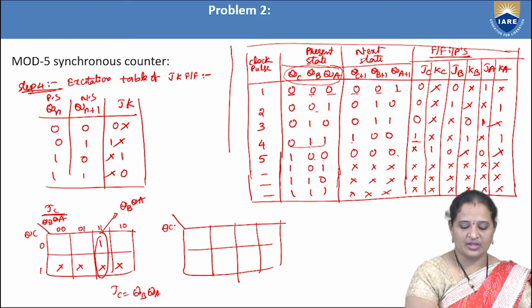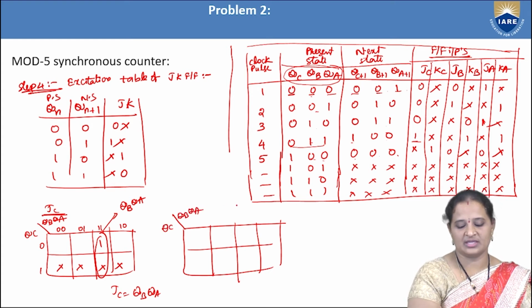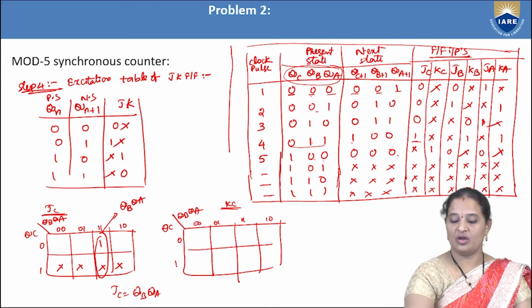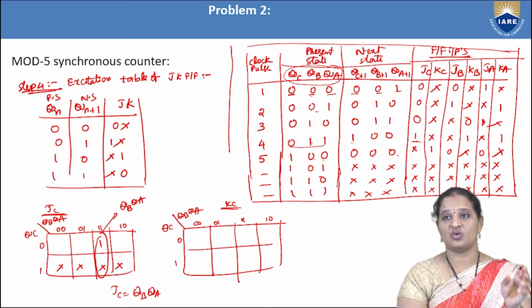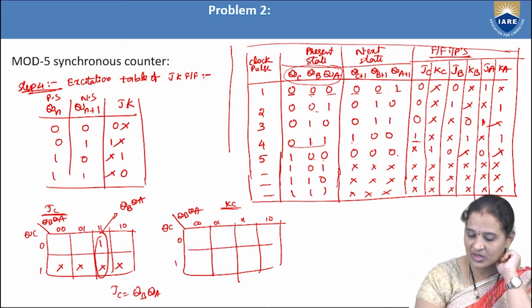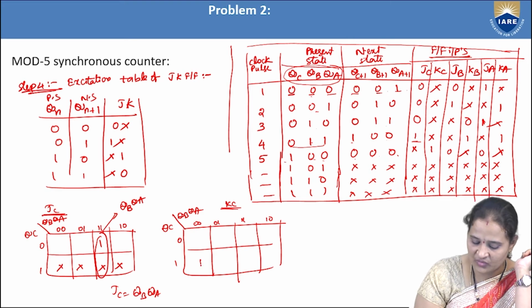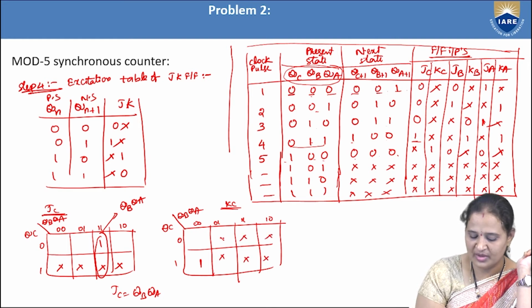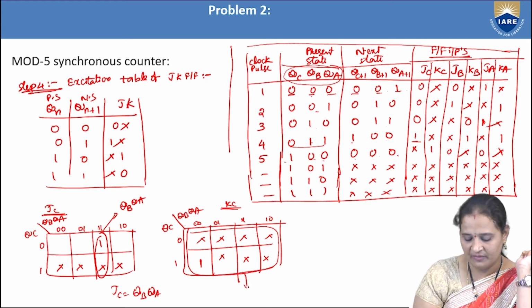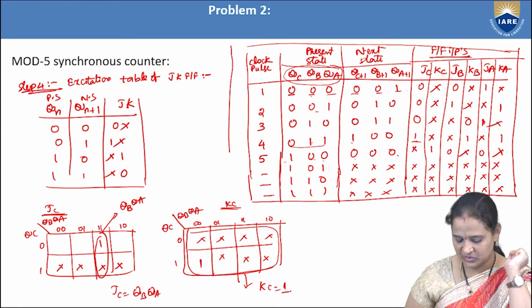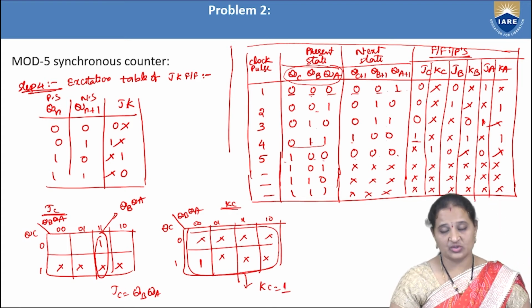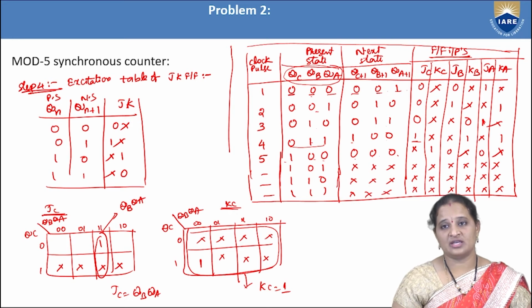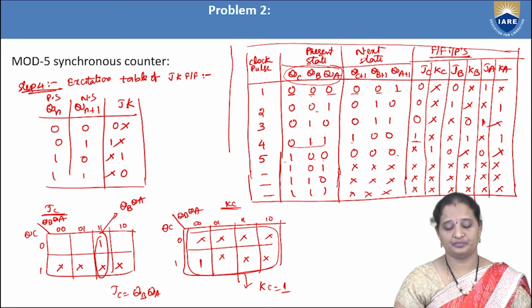Now let us write down the equation for KC. Again QC, QB, QA. This is the K-map for KC: 0, 0, 0, 1, 1, 1, 1, 0, 0, 1. Now let us identify for which combinations this is 1 and don't care. KC is 1 for 1, 0, 0, that is 4, and for all the remaining ones it is don't care. If it is so, then we can form an octet here. If I form an octet, I can write KC is equal to 1.